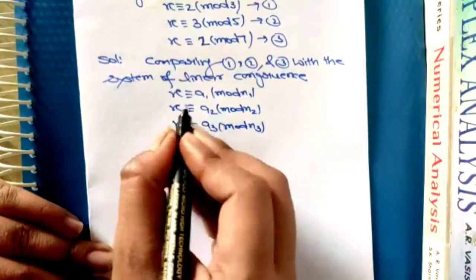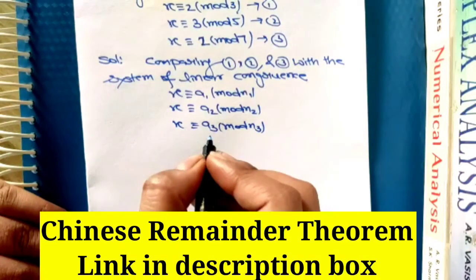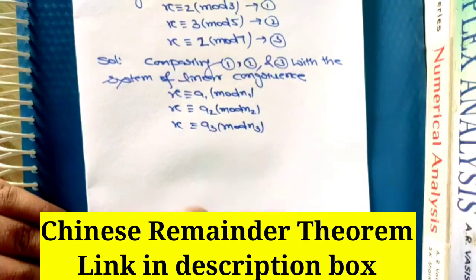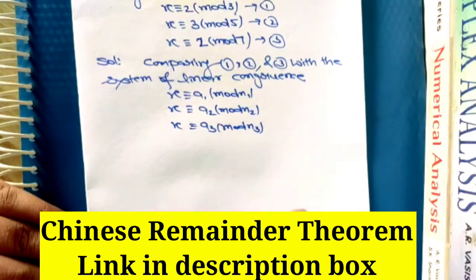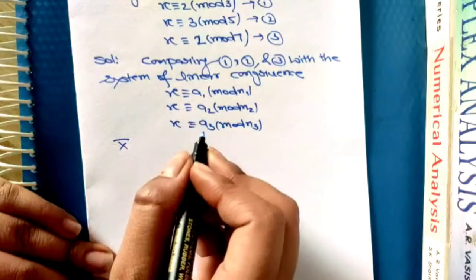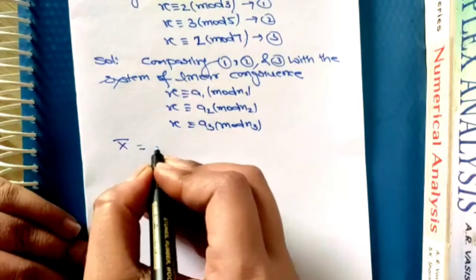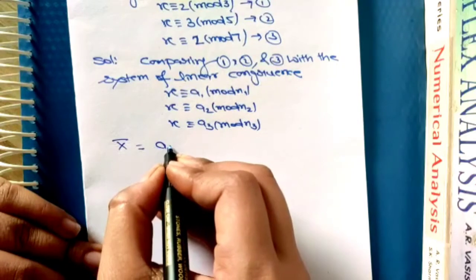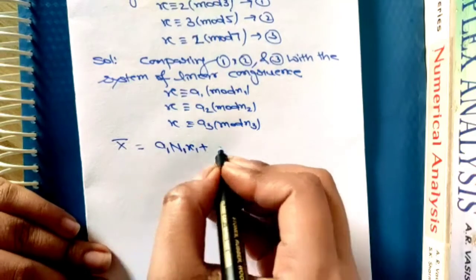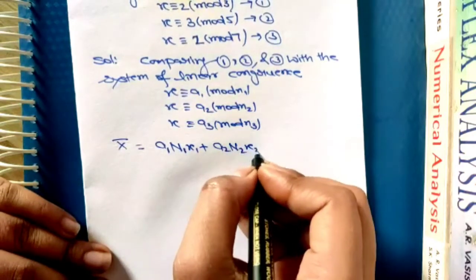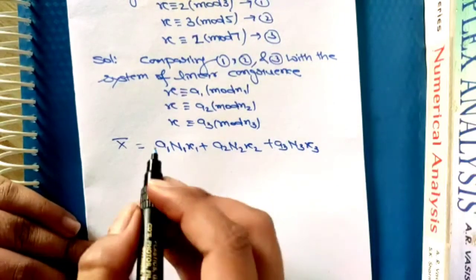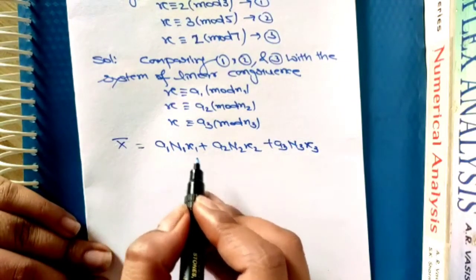So we find a unique solution for this given equation, as we read in the Chinese remainder theorem. I have also uploaded the proof of Chinese remainder theorem. You may check the link in the description box. Say x bar is the unique solution for this given system of linear congruence. Then it will be found as a1 N1 x1 plus a2 N2 x2 plus a3 N3 x3. So we have to find N1 and x1.